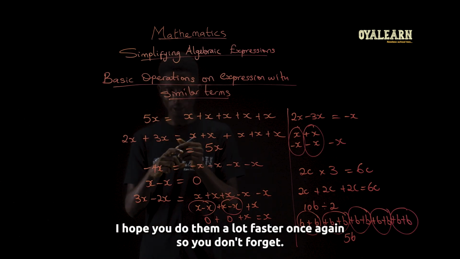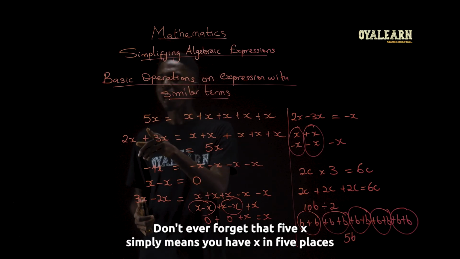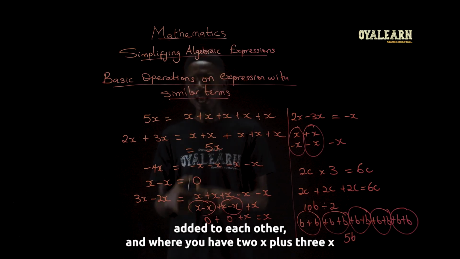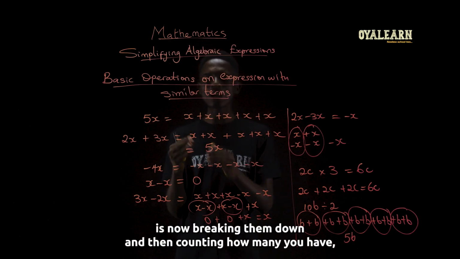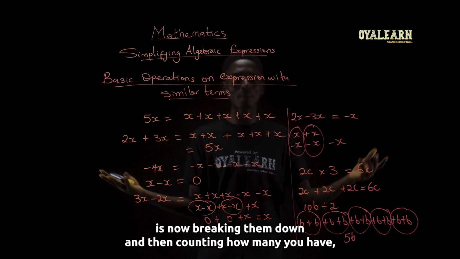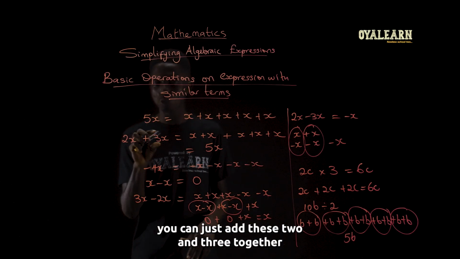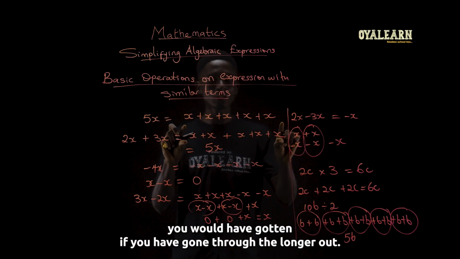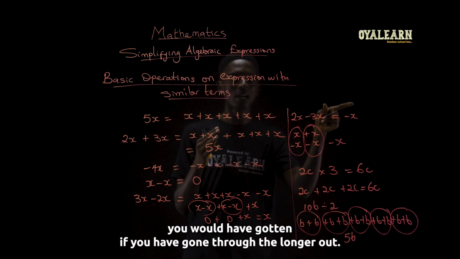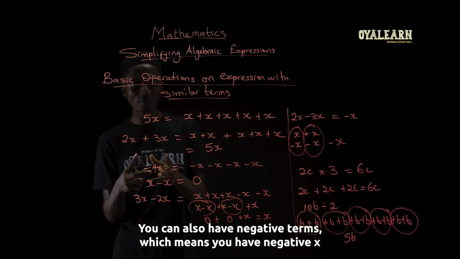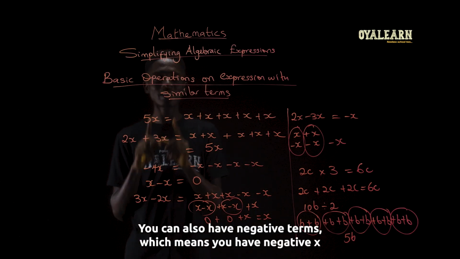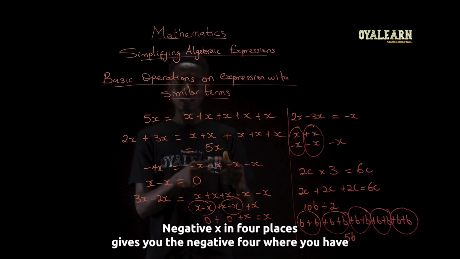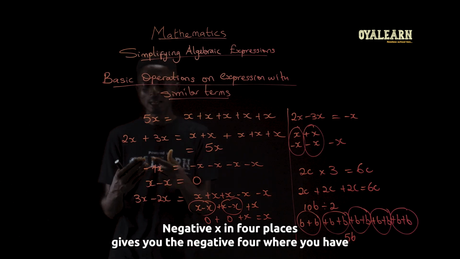Once again, so you don't forget, don't ever forget that 5x simply means you have x in 5 places added to each other. And when you have 2x plus 3x, instead of breaking them down and then counting how many you have, you can just add these 2 and 3 together, and that gives you 5x in total, which is the same thing you would have gotten if you have gone through the longer route. Okay? You can also have negative terms, which means you have negative x in 4 places like you have here, minus 4. Negative x in 4 places gives you the negative 4.